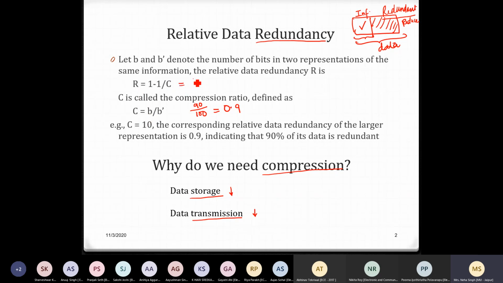How will the redundancy be calculated? 1 upon 1 minus this, right? Something wrong I did? This is 10 by 9. Redundancy is coming out to be negative, which is not possible.